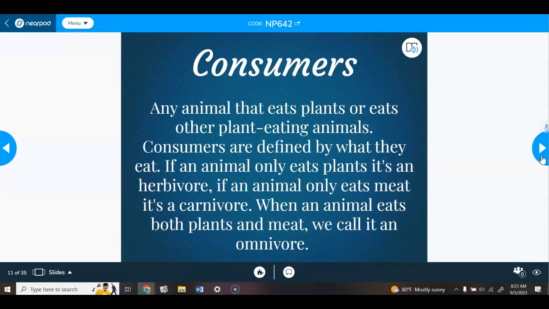Consumers. If you eat at all, you are a consumer. But I define consumers by what they eat, correct? Be ready for that. I think that actually could be a test question. How do you define consumers? You define them by what they eat. What does that mean, though? It's fantastic to say that, but what's that mean?